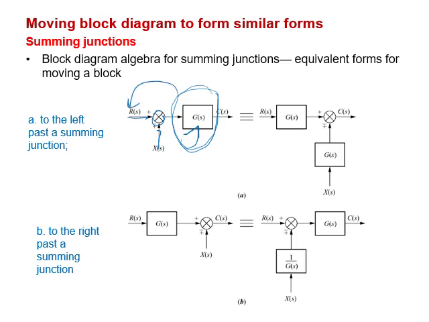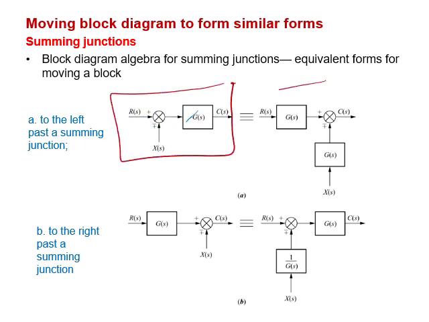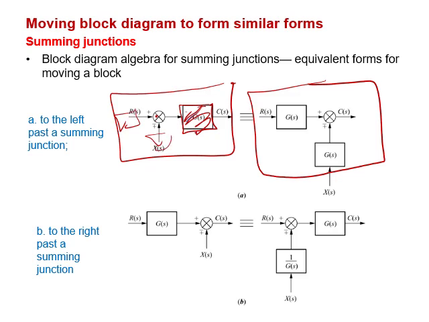But the theory is saying, if you want to take it from here to one of the inputs, you have to send the same thing to all other inputs. So the equivalent of this one is this one. That means whenever I have a summing junction whose output has a block, and you want to remove this block from here, put it on all the other inputs. That's why we put it here and here.